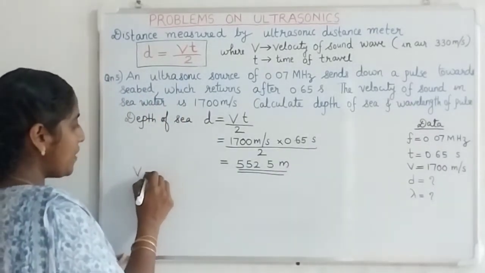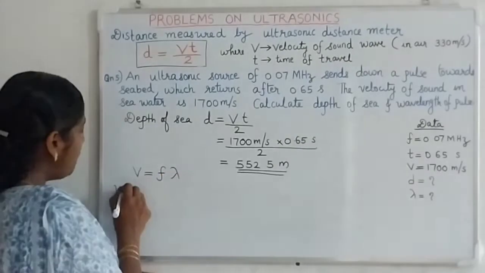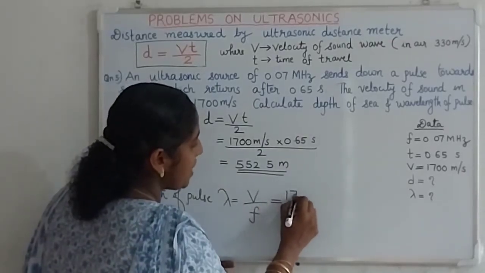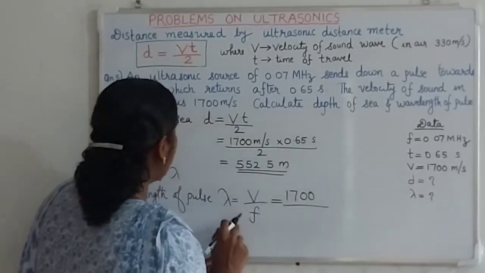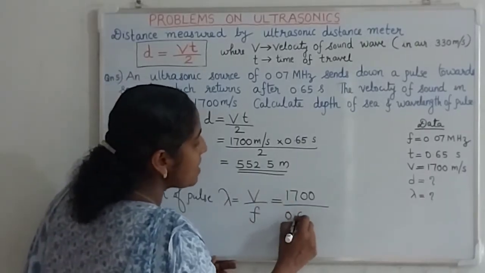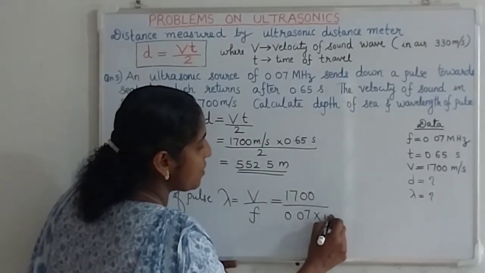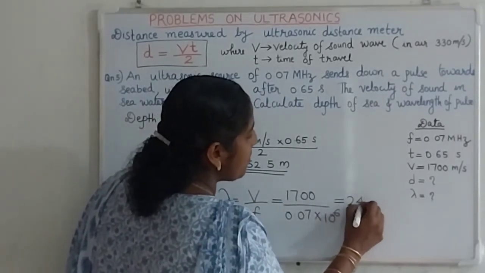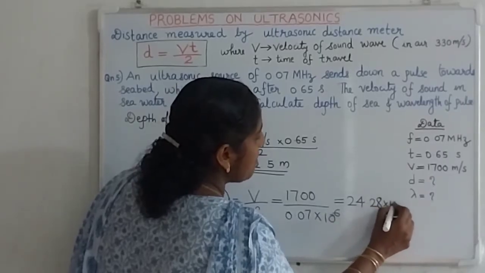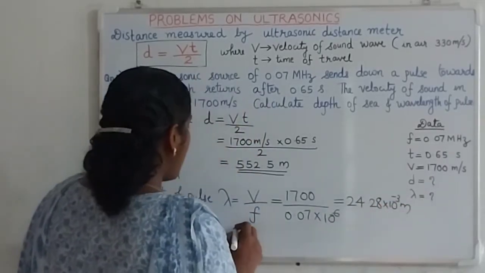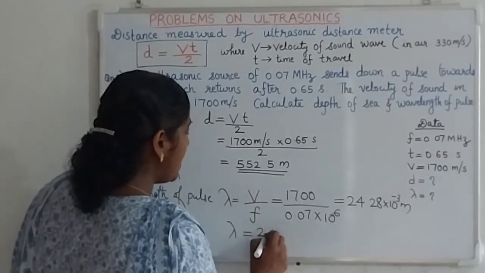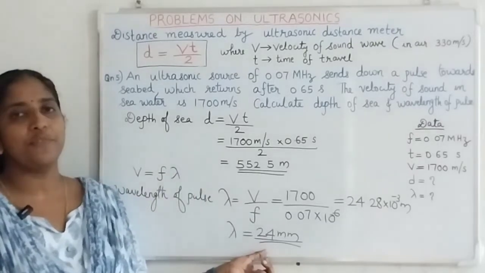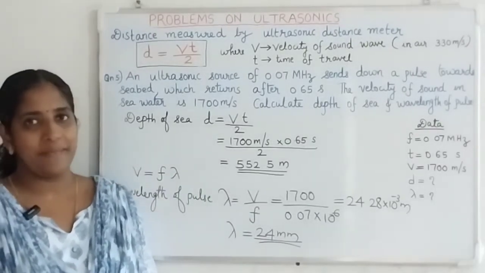Next, we want to find out the wavelength of this ultrasonic pulse. What is the relation connecting velocity, frequency and wavelength? Wavelength lambda is V by F. V is 1700 meter per second divided by frequency, 0.07 megahertz, that is 0.07 into 10 raised to 6. On calculating this, we will get it as 24.28 into 10 raised to minus 3 meter. That is, the answer is 24 millimeter. So, 552.5 meter is the depth of the sea and the wavelength of the ultrasonic pulse sent is 24 millimeter.